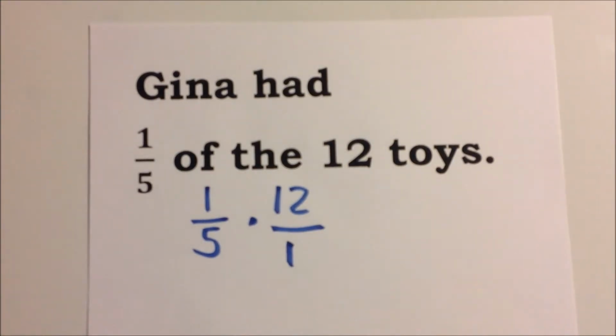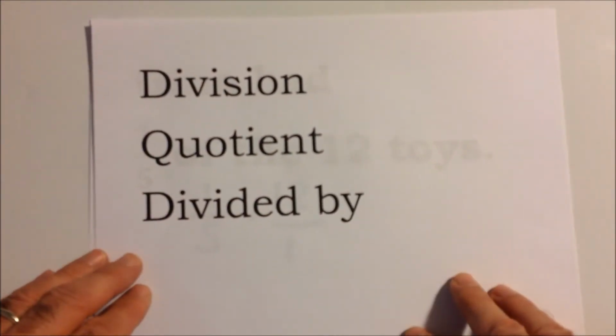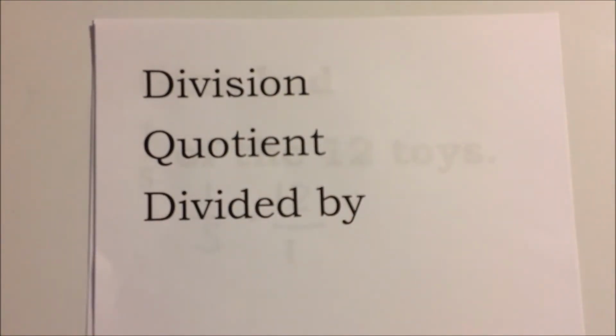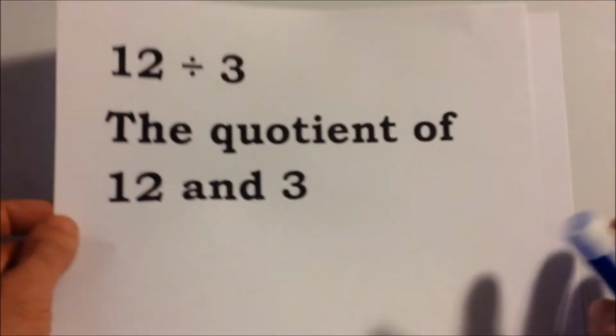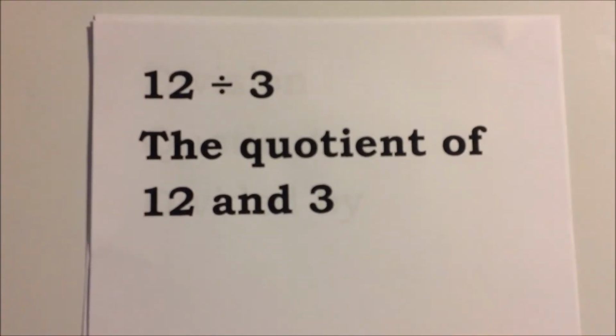Let's try division. In division, you're going to see the words divided by, divided, or the quotient. The quotient is the answer to division. If I had 12 divided by 3, we can say the quotient of 12 and 3.